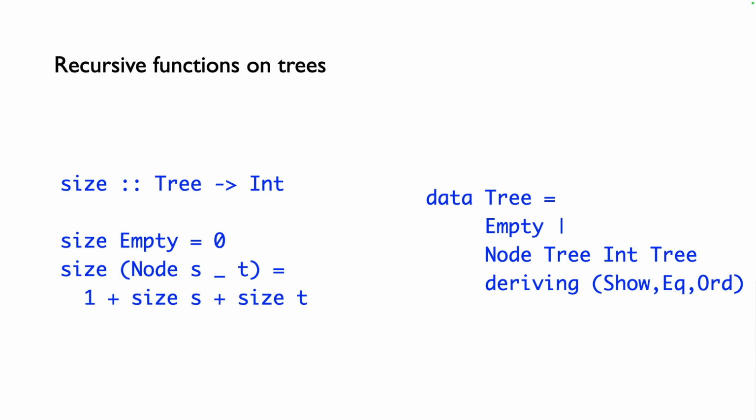We count 1 for this node itself, and then we must count the nodes in S, so that's the size of S, and the nodes in T. So we have 1 for this node, plus size S for the nodes on the left subtree, and size T for the nodes in the right. So that gives us a typical application of recursion. We define the empty case outright, and we define the case for the node using the results for the corresponding subtrees S and T.